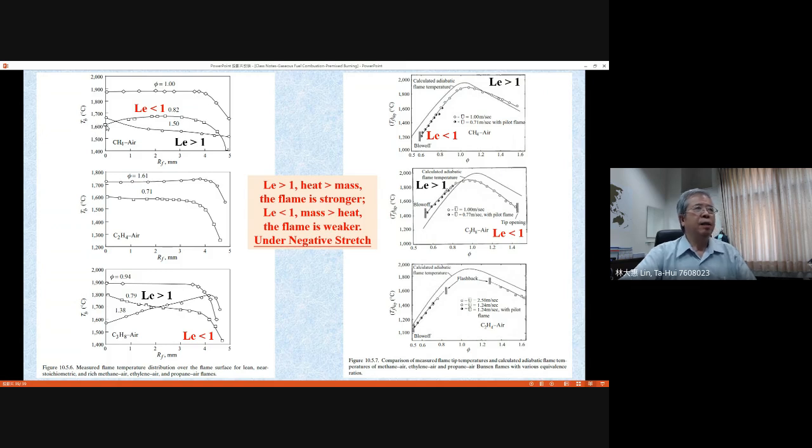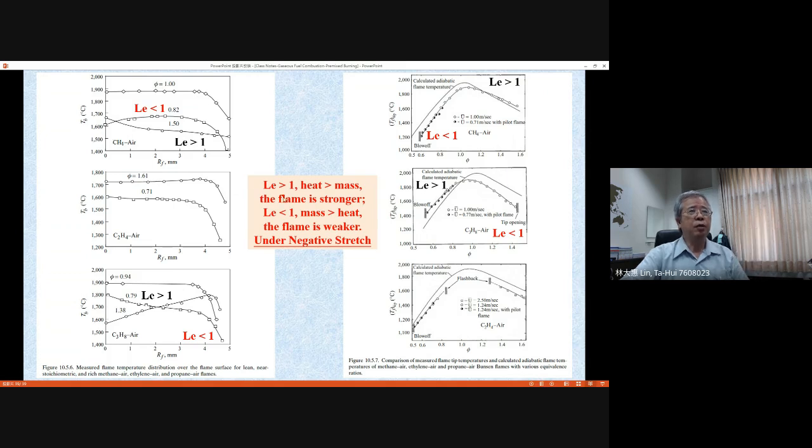Okay, and for the rich case, with Lewis number bigger than 1, the flame we expect becomes stronger. You can see this line starting very close to 1500, and it continues to increase to maybe 1630 or 1660 degrees Celsius. This represents that at the tip of this flame, the flame temperature is increased because the flame becomes stronger.